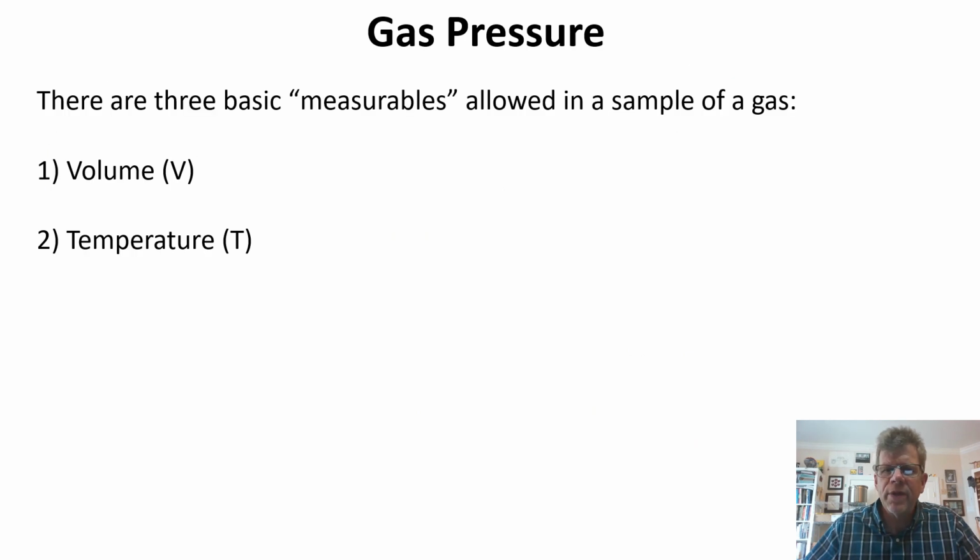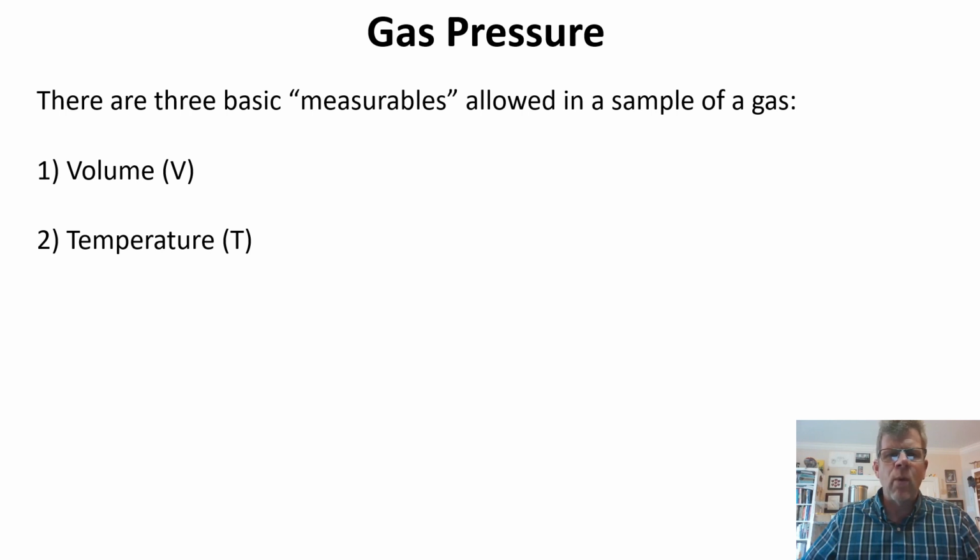So when we think of a sample of matter, specifically a sample of a gas, we can imagine a number of ways that we can measure it. I call these measurables. This term, measurable, is probably not in the dictionary, at least not in the way that I use it. But in any sample of matter, we can measure its volume, perhaps, or we can measure its temperature if we want.